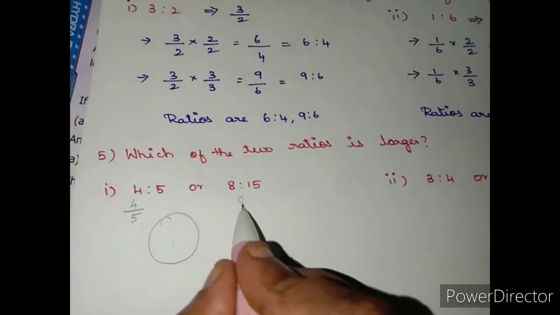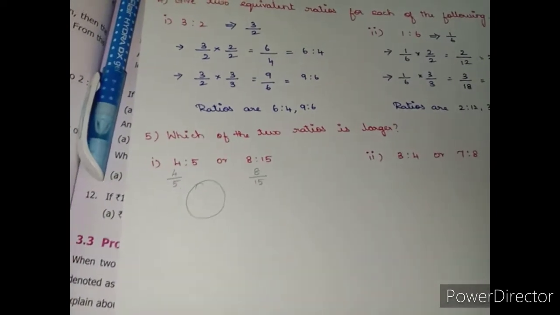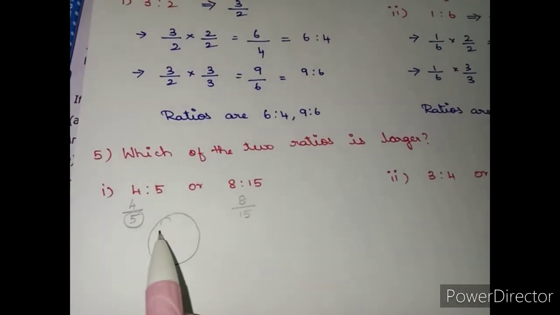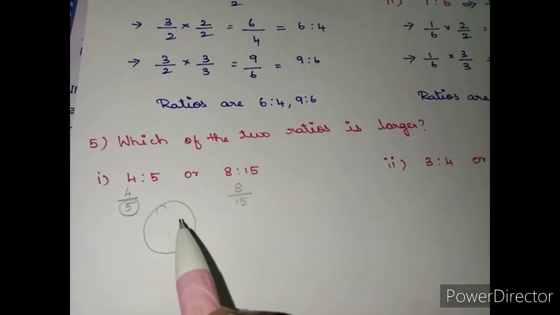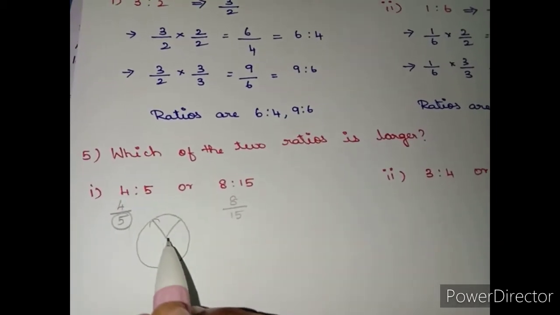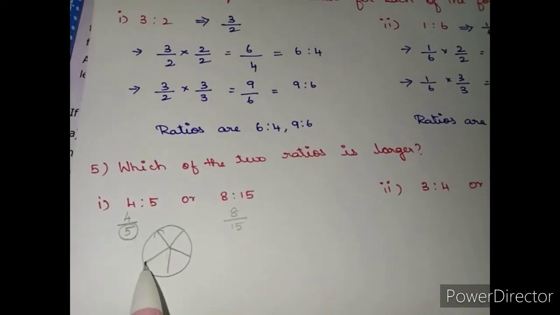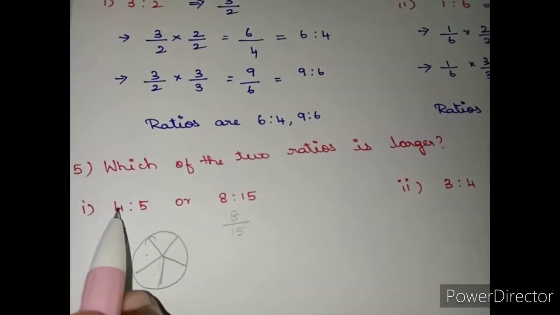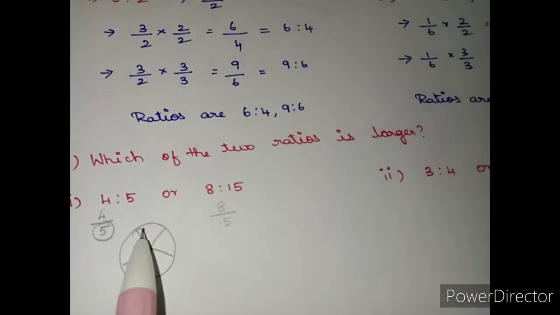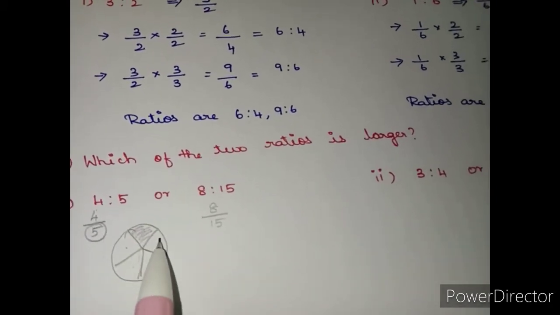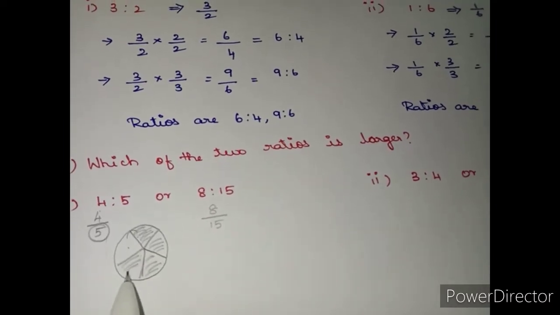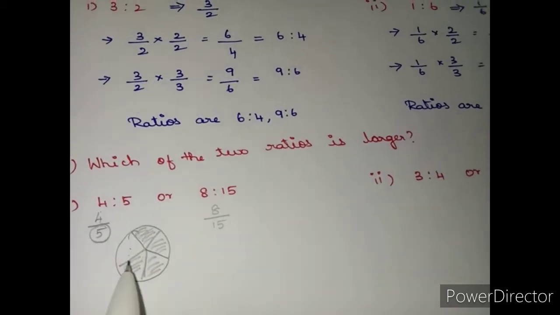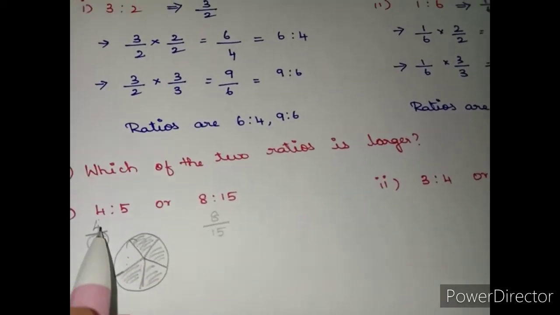See this one. First we have to write this in fraction form. 4 by 5, 8 by 15. So the denominator is there, no? What is the denominator in the first ratio? 5. So I am going to divide this circle in 5. So 1, 2, 3, 4 and 5. What is given in the numerator? 4. Let me shade 4 parts from this. So 4 divided by 5. The total part is 5. In that, 4 is shaded.